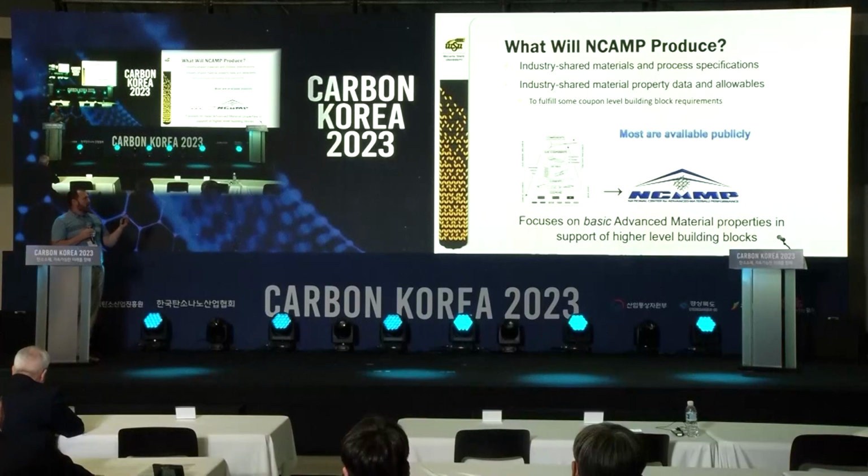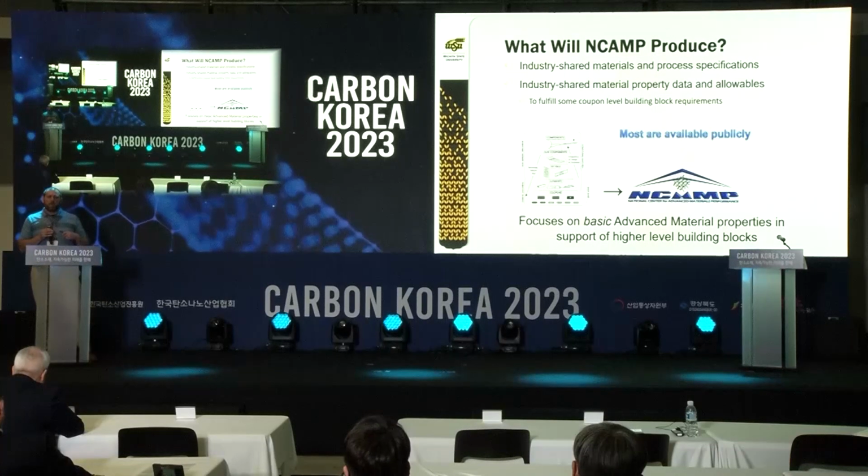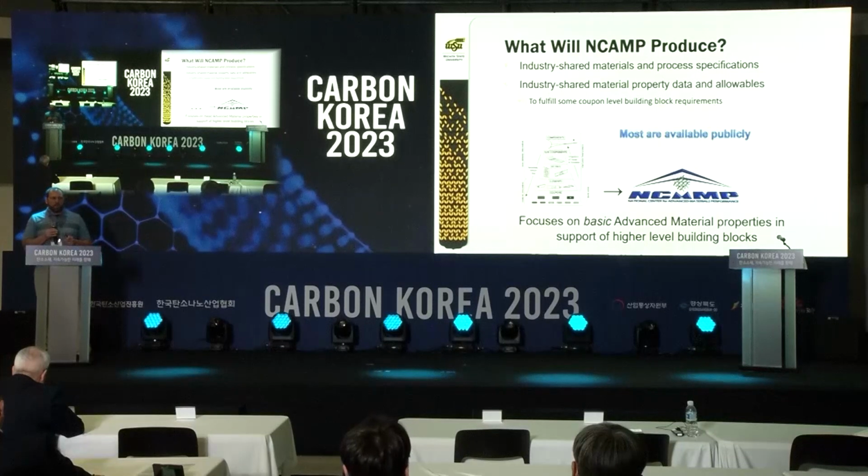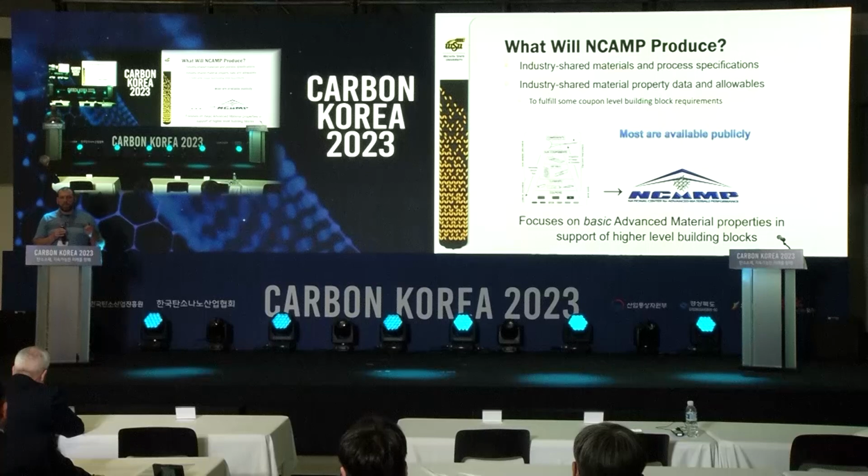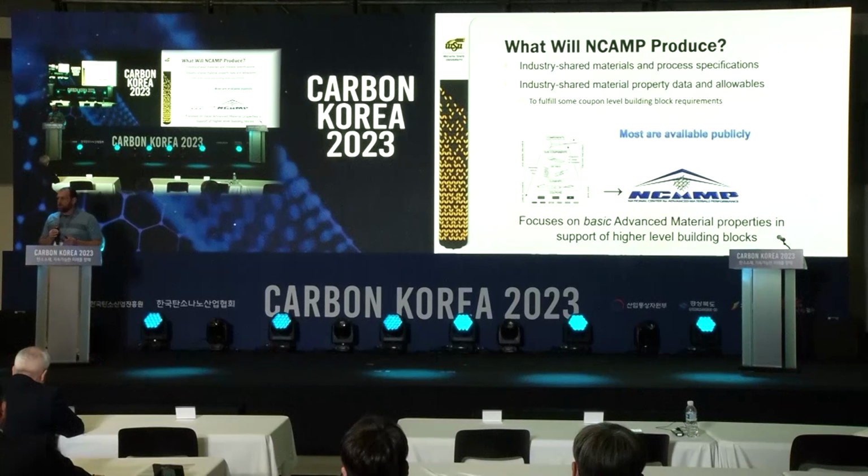So really we are creating a controlled system or a controlled process to generate the data that we are publishing for use. So once we have the material and the process specifications built, which we do in conjunction with the material suppliers and the end users, then from there we generate the data, which then is turned into the material data and allowables that we publish in our reports.